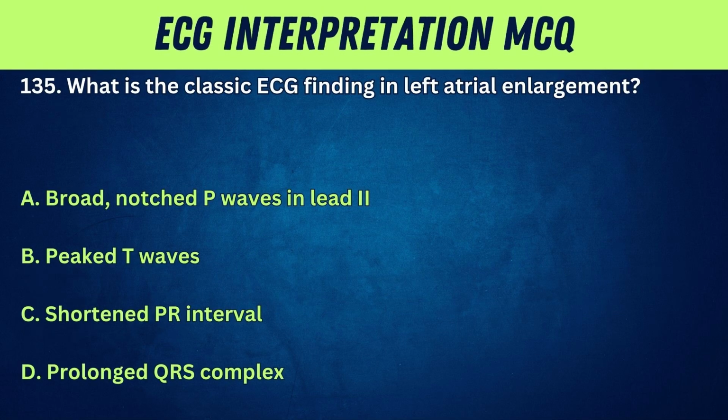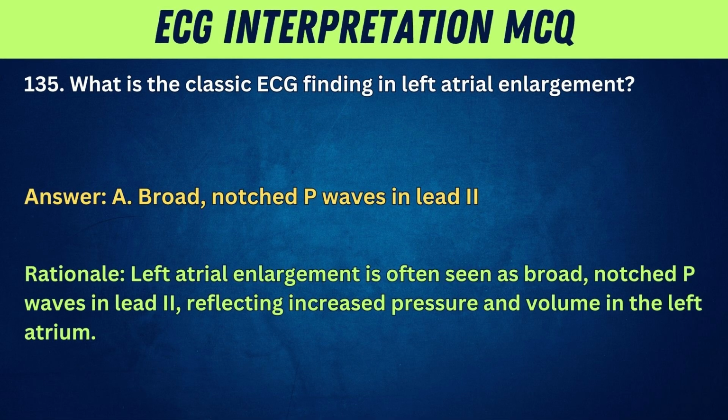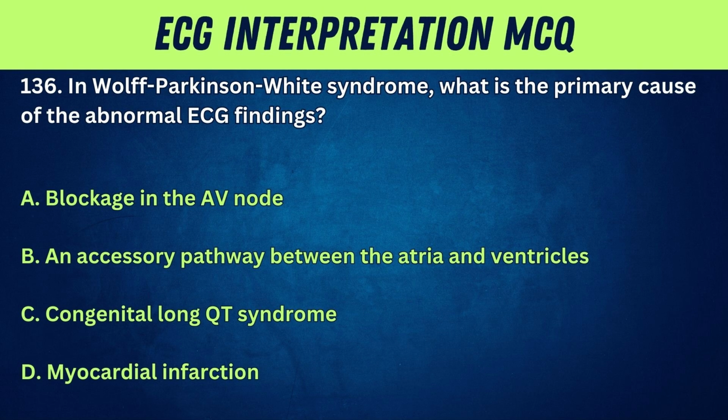135. What is the classic ECG finding in left atrial enlargement? A. Broad, notched P waves in lead 2. B. Peaked T waves. C. Shortened PR interval. D. Prolonged QRS complex. Answer: A. Broad, notched P waves in lead 2. Rationale: Left atrial enlargement is often seen as broad, notched P waves in lead 2, reflecting increased pressure and volume in the left atrium.